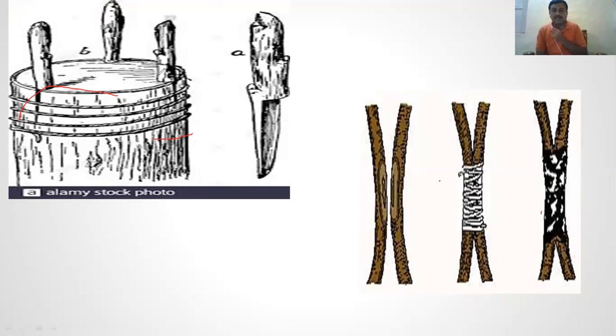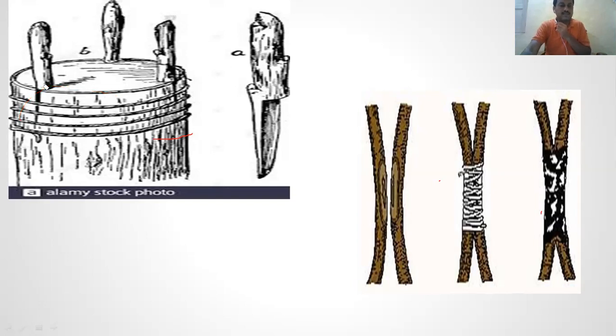These techniques are called crown grafting. These upper side scions can be different varieties of plants. The same variety or different varieties of scions are grafted at one time. This technique is called crown grafting. Okay.